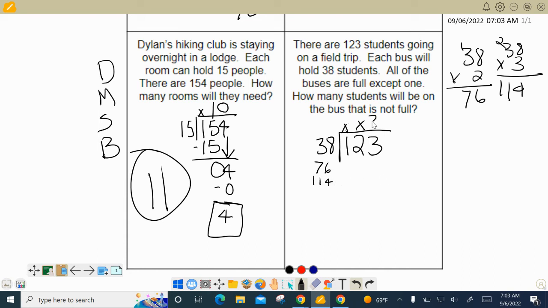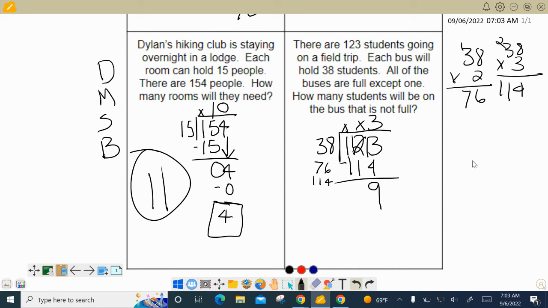So my answer is 3. 3 times 38 is 114. Let's subtract. 13 minus 4. 12, 11, 10, 9. So I hope you got 3 remainder 9. Now let's interpret it.